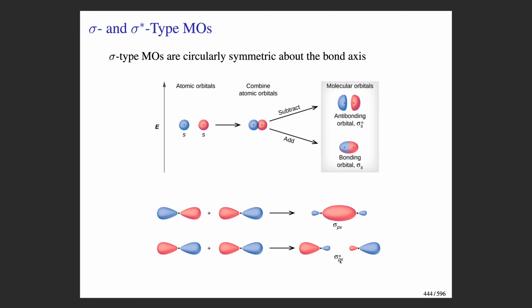So both of these, the bonding and anti-bonding, are sigma type because if you look down the bond axis, it's circularly symmetric. Same thing here. And if these are px orbitals, then we would call them the sigma px and the sigma star px.